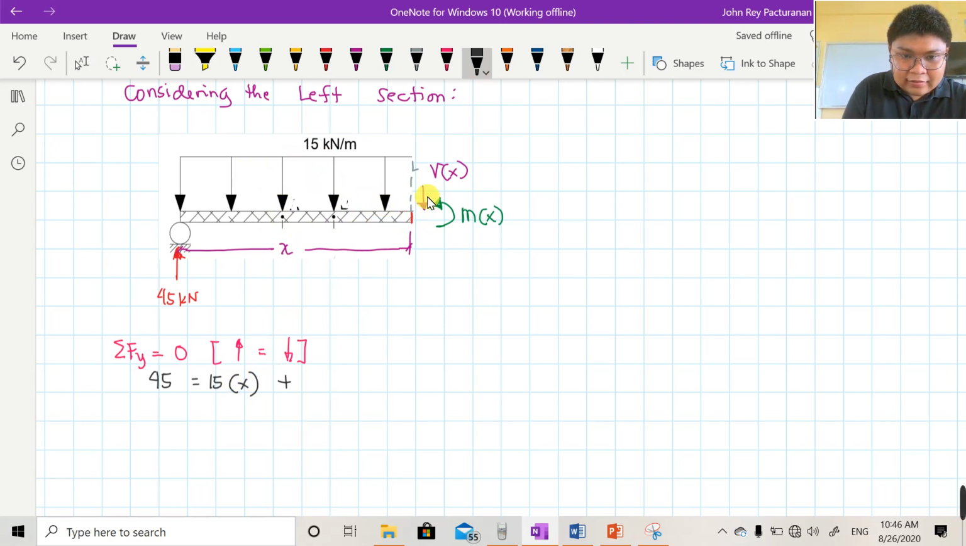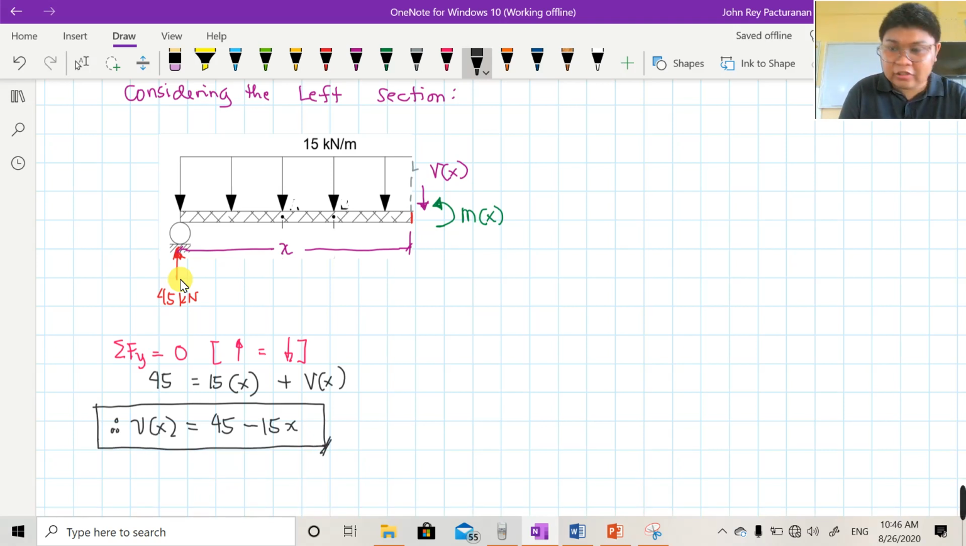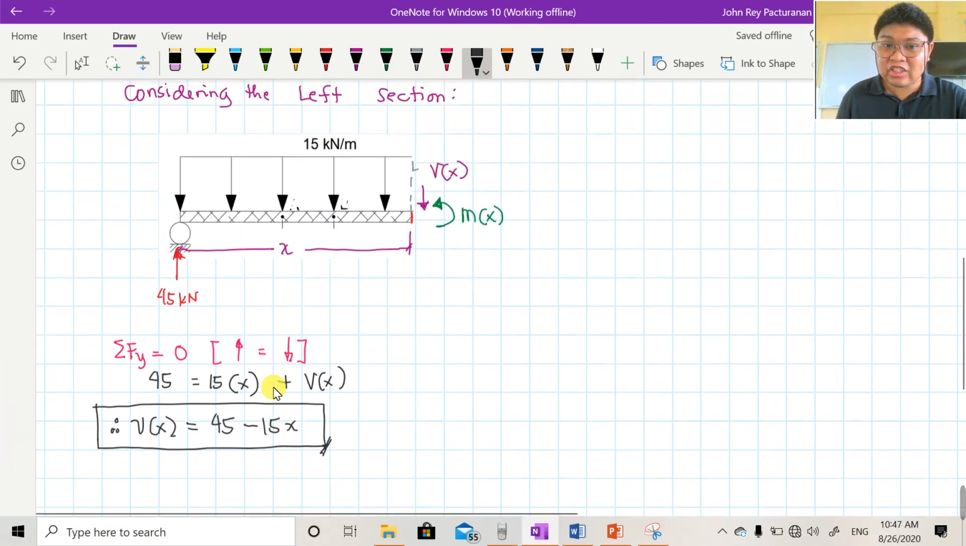Then our Vx is below, so it is V of X. And therefore, you isolate this V of X. So, the V of X is equal to 45 minus 15x. And this is what we call the shear function. Why is it called a function? From the word itself, mathematically speaking, this shear is a function of x, where x is the distance from the left end. That is what the shear function means.